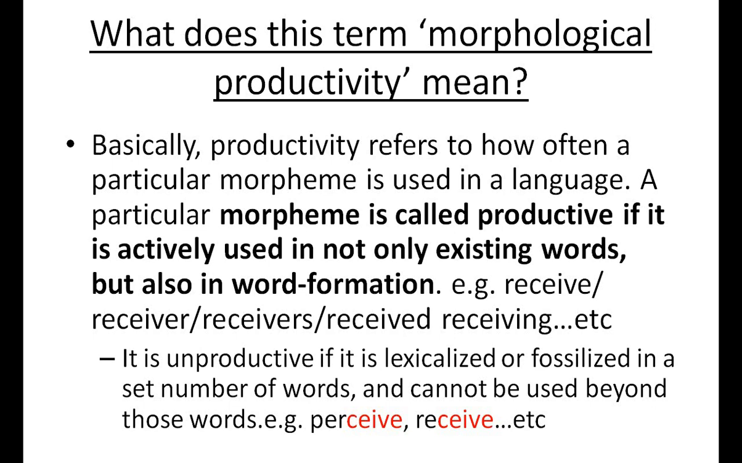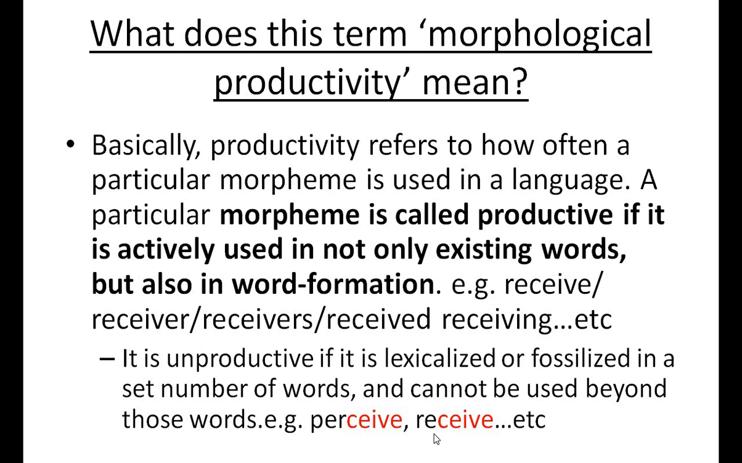It is unproductive if it is lexicalized or fossilized in a set number of words and cannot be used beyond those words. Say, for example, if we consider re as a prefix, and just detach it from the main spelling of the word, that is ceive. Here we have ceive in both words. If we separate them, do you think that ceive will have any meaning? It will also not stand alone. Neither is it a free morpheme nor a bound morpheme. It's just a combination of alphabets which does not convey any meaning.